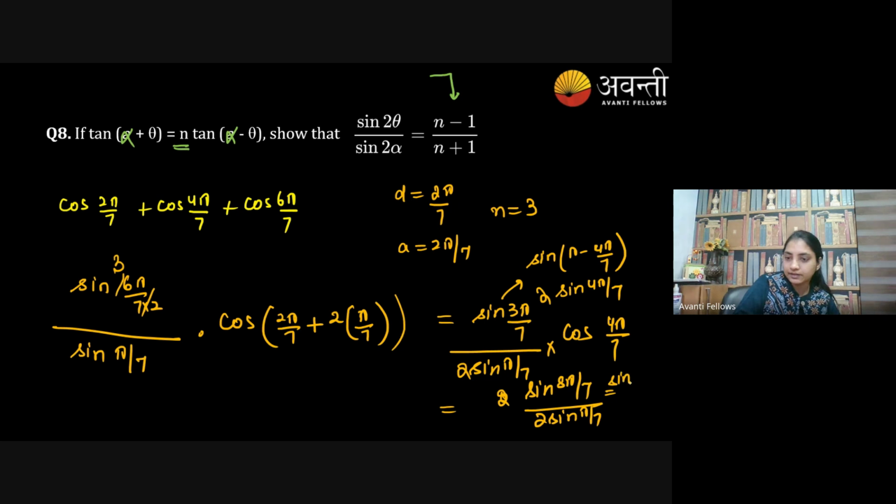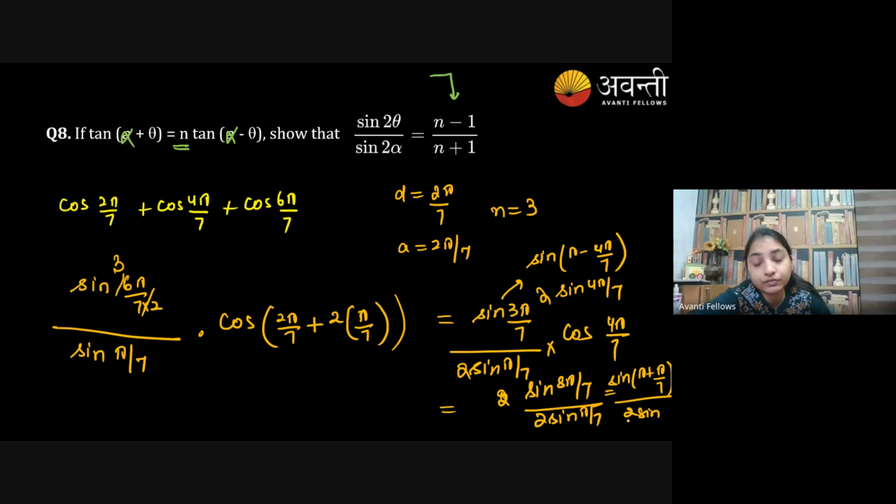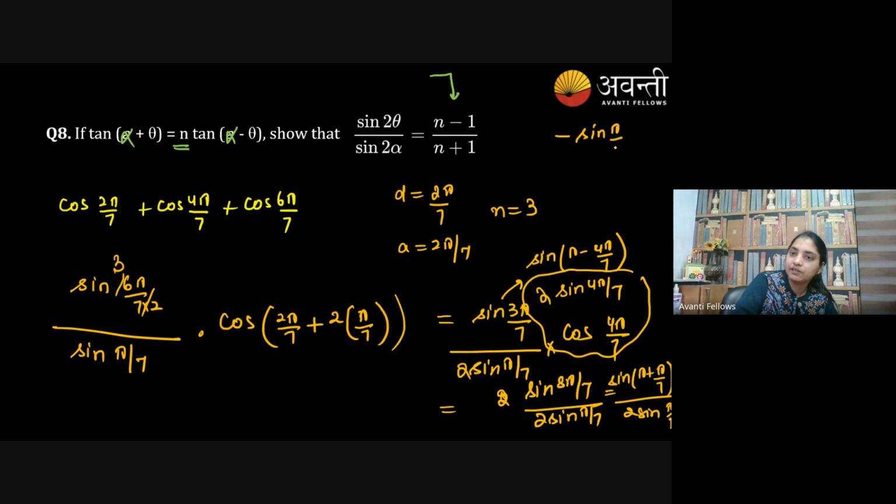Again, I can write it as sine of pi plus pi by 7, divided by 2 sine pi by 7. Ma'am, how did 8 pi come? From the twice formula: 2 sine theta cos theta is sine 2 theta. So it's pi by 7. So it will become minus sine pi by 7 divided by 2 sine pi by 7. See, these are cancelled and your answer is minus 1 by 2. Now agree? Clear?